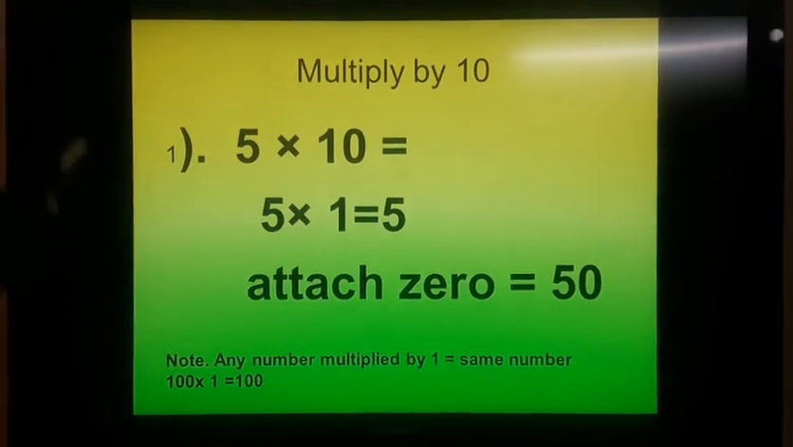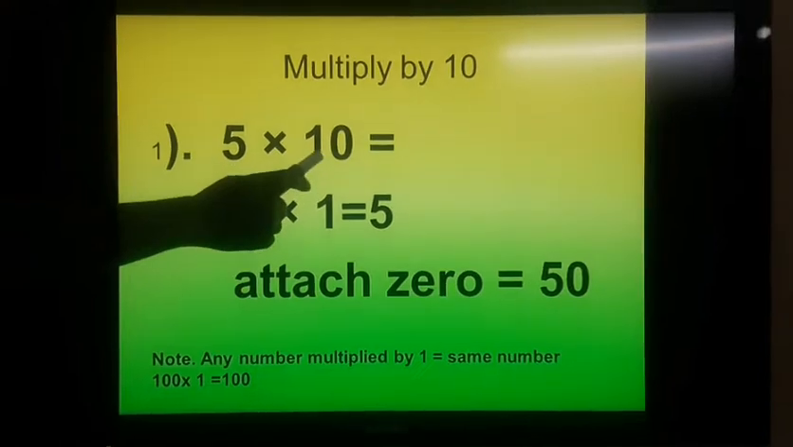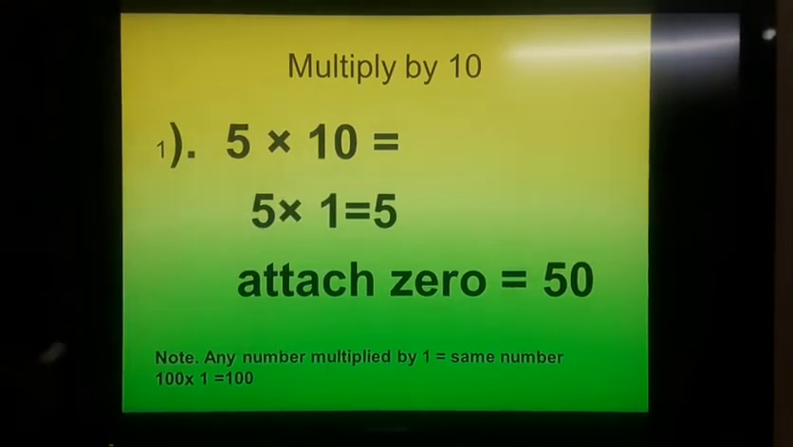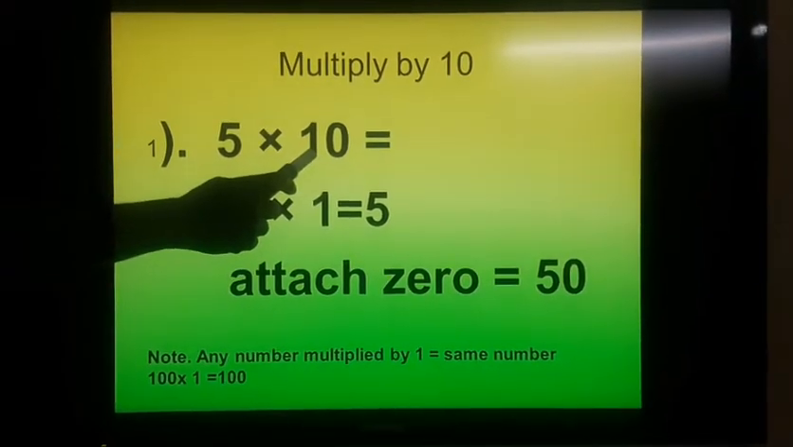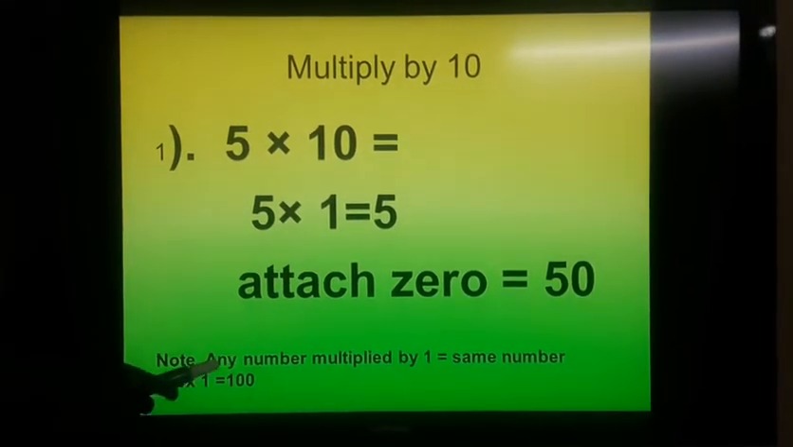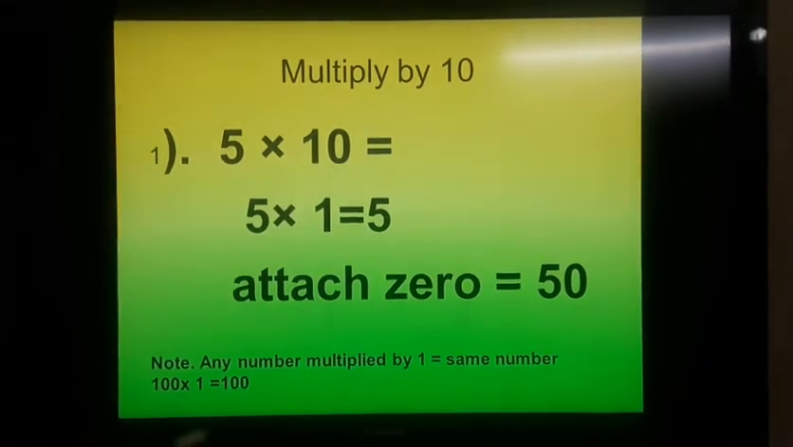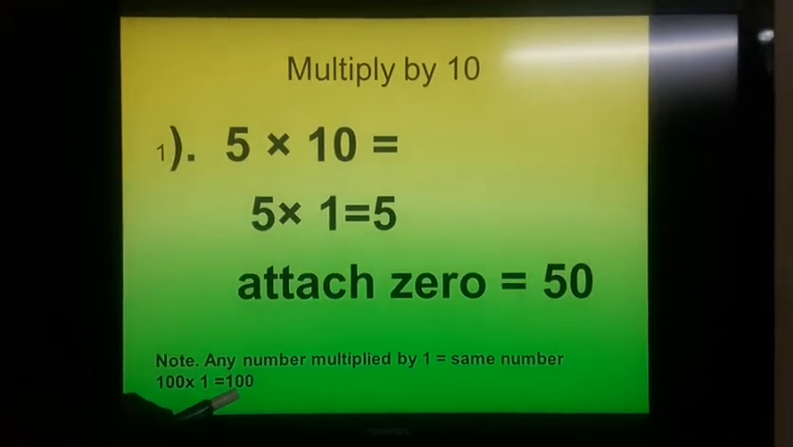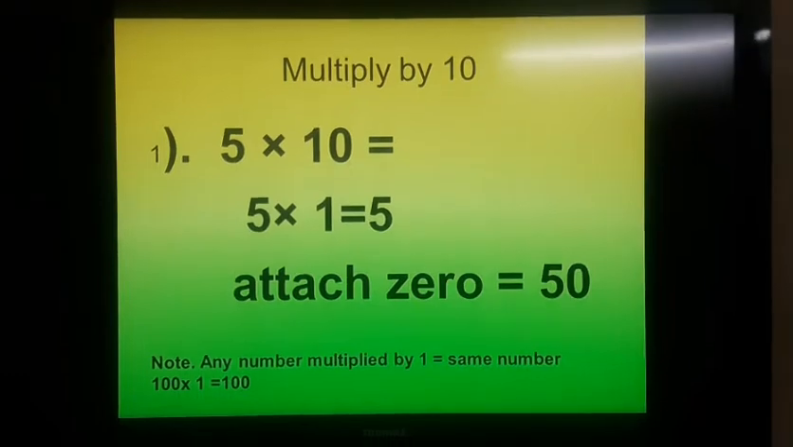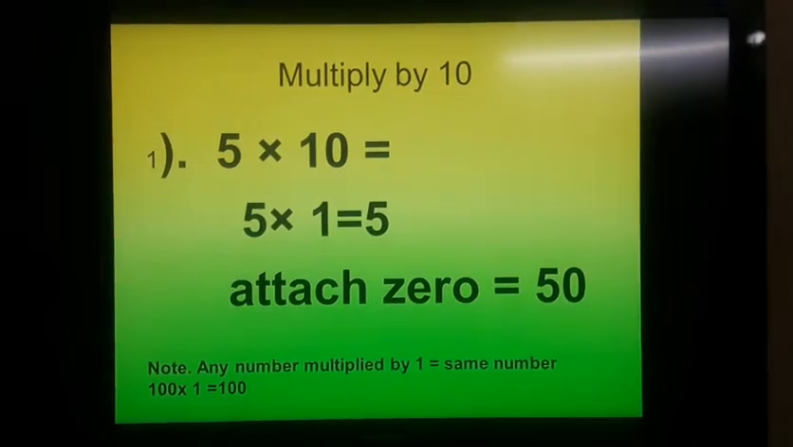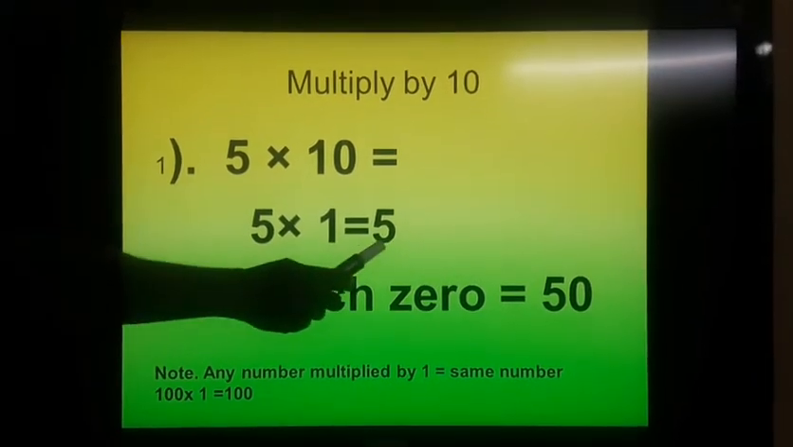5 times 10. Now the 10 has 0 and it has what? 1. So the first thing is to multiply the 5 by the 1. Then you must note that any number multiplied by 1 is the same number. So 100 times 1 will give you 100. So when you multiply any number by 1, it is the same number. So 5 times 1 will give us what?